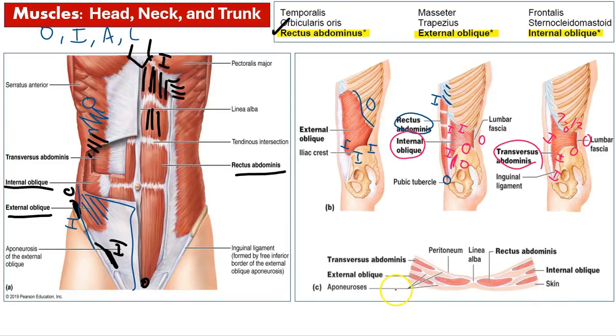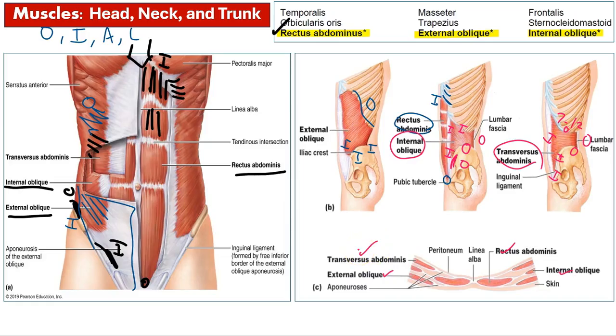We have our skin. We know the external oblique is going to be the most superficial. Then we have our internal oblique and our rectus abdominis. It's going to be deep to the external oblique. And then deeper than that will be our transverse abdominis. And the whole goal of this is to help us be able to compress our abs.